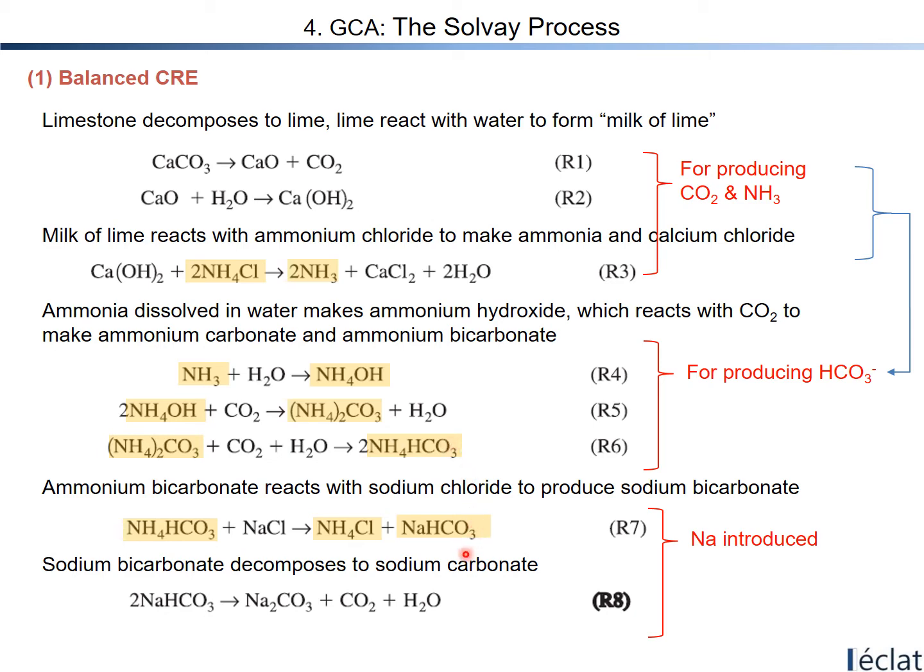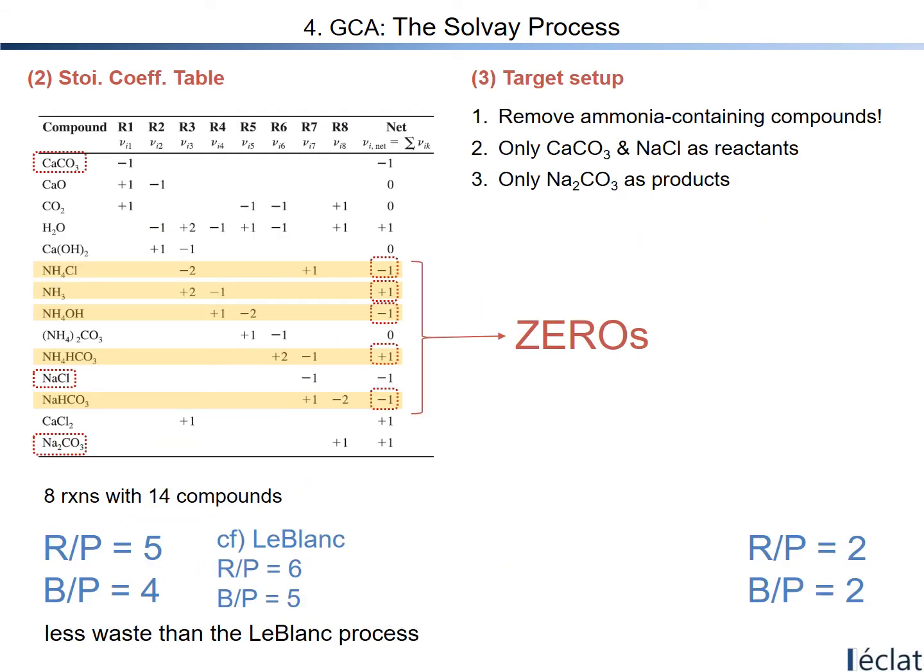Let's go to the third group of reactions. Ammonium bicarbonate is reacted with sodium chloride, another raw material. It's going to ammonium chloride and sodium bicarbonate. And then sodium bicarbonate is converted to the final product, sodium carbonate, plus CO2 and water. That's it. That is the series of reactions for making sodium carbonate in the Solvay process. So right now we have the balanced chemical reaction equations for the Solvay process.